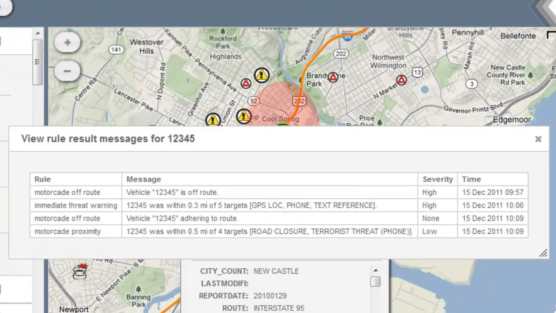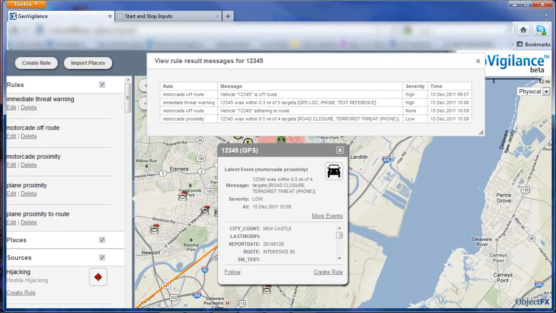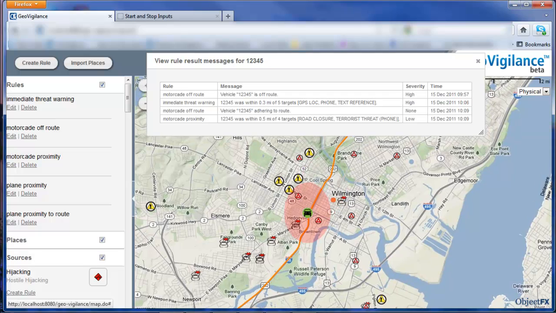Tracking pop-up windows allow the analyst to obtain more information about a potential threat. These are the same messages that are relayed out to the field.